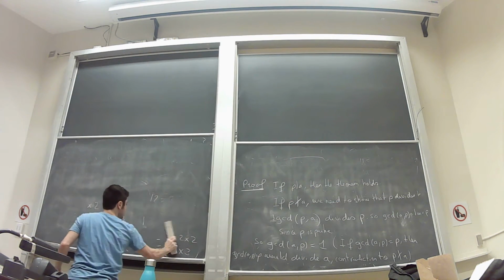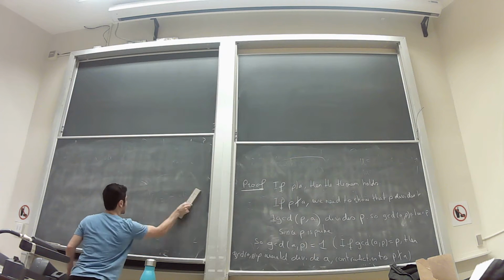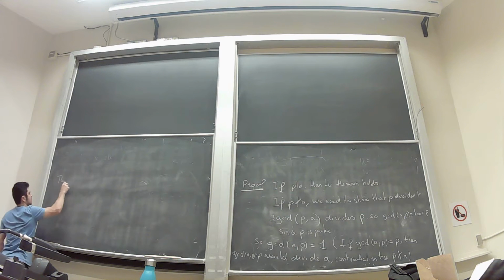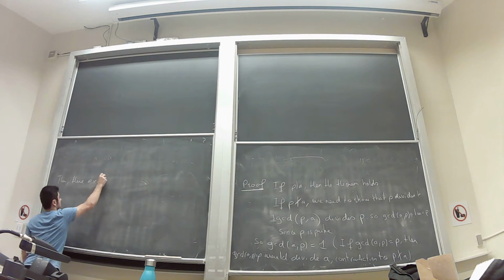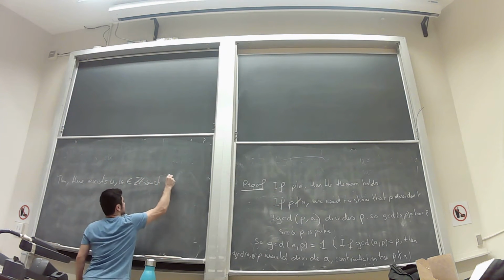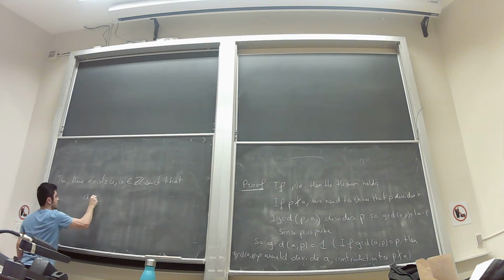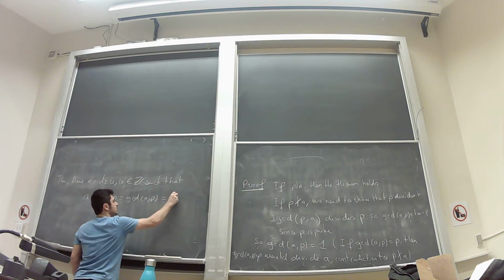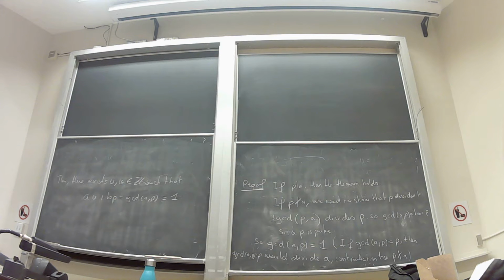Now, if the GCD of A and P is equal to 1, how can I write the GCD? I can write it as a linear combination of A and P. Then there exist integers U and V such that AU plus VP is equal to the GCD of A and P, which is equal to 1. Agree or not? This is by Bezout's lemma. Oh, not BP, that's VP, sorry. VP is equal to 1.